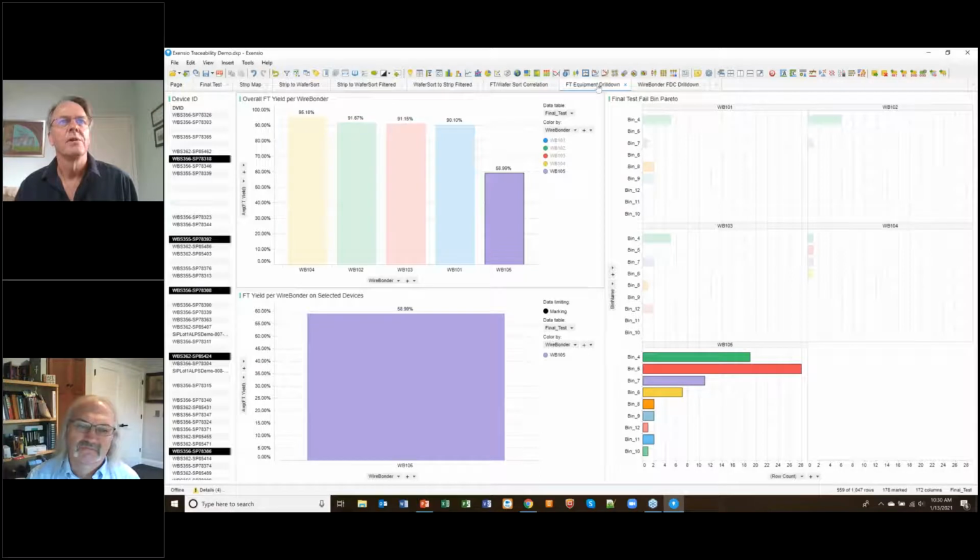And bingo. Looks like we might have something here, because all these packages were manufactured on wire bonder 105 and not the other 3 or 4 wire bonders shown here. So maybe there's a problem there. So we're going to drill down on this particular wire bonder.